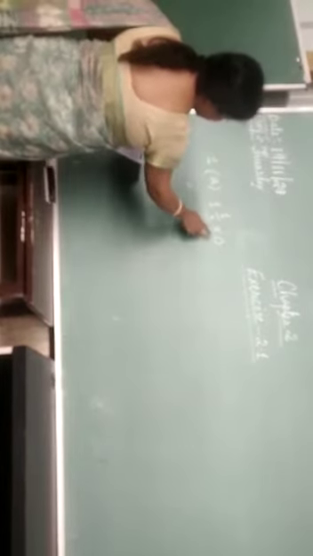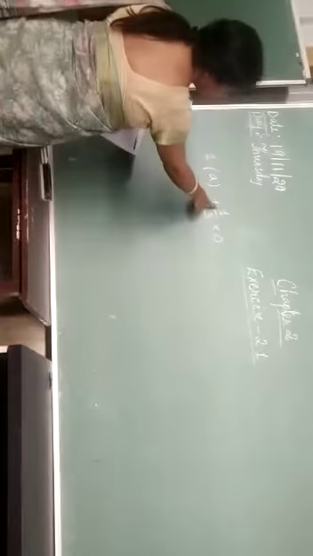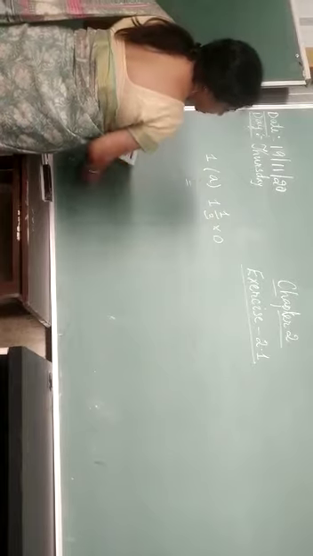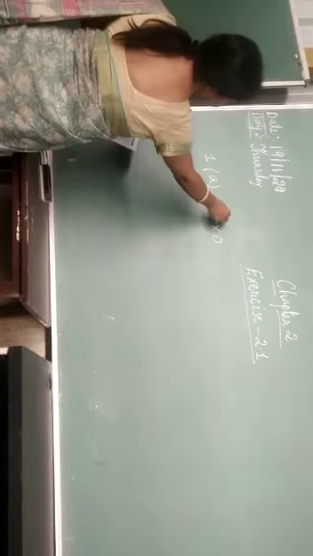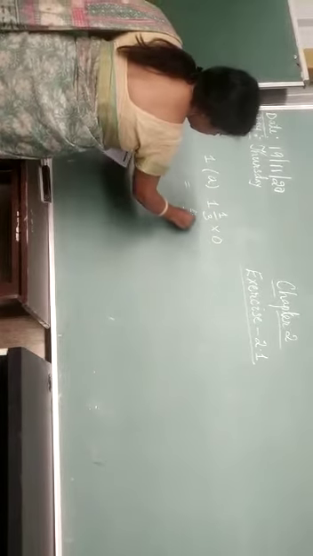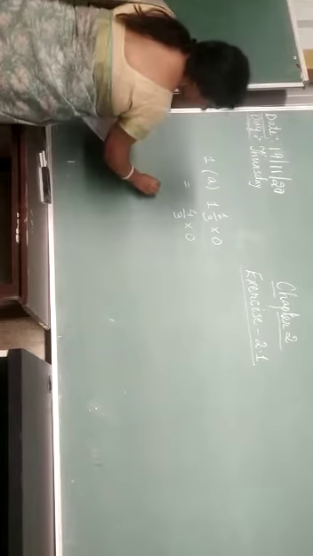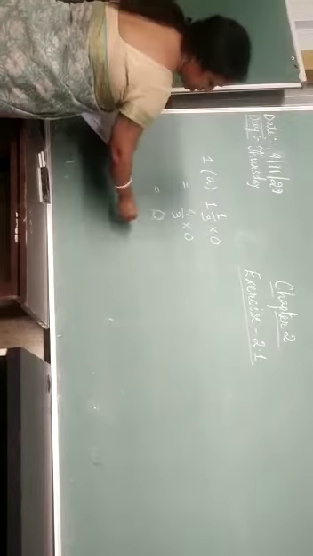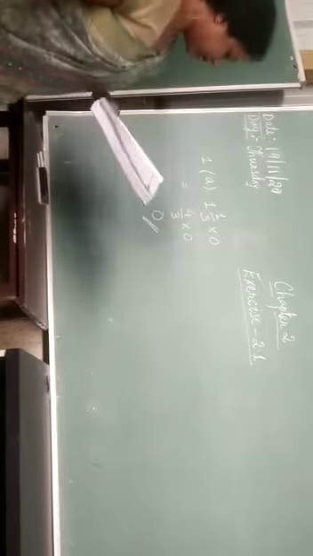We know that anything multiplied with 0, the answer is 0 only. But still it is a mixed fraction. We will convert it into regular fraction. So 3 ones are 3 plus 1 is 4 by 3 into 0. So as I said, anything multiplied by 0 is 0. Okay, so 0 is your answer.